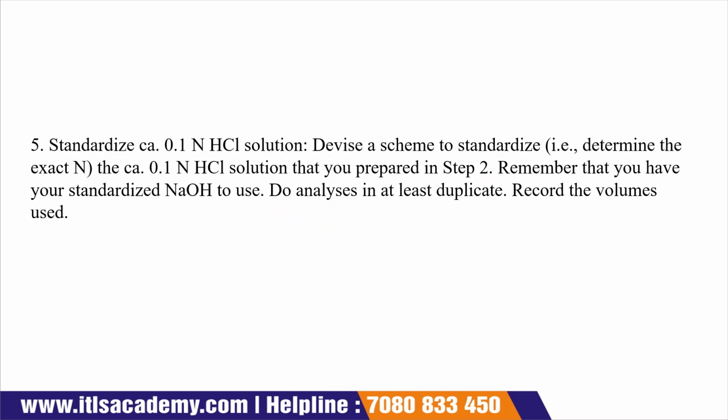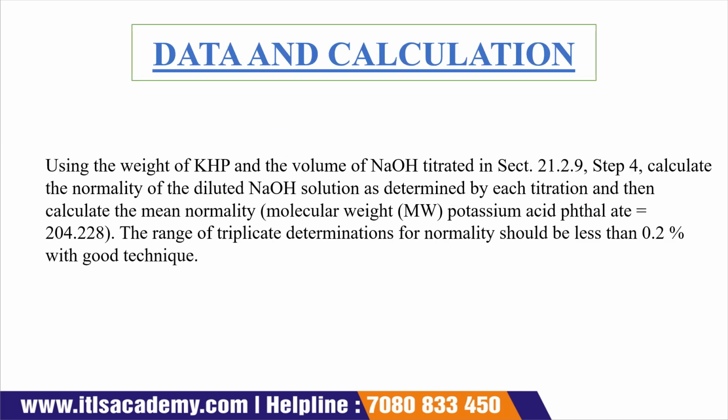Now the next one is we have to standardize the 0.1 normal HCl solution. For this, again we use the same scheme to determine the exact normality, and we use the 0.1 normal HCl solution which was already prepared in step 2. Now you have to remember that you use the standardized NaOH, do the analysis at least in duplicate and record the volume which is used.